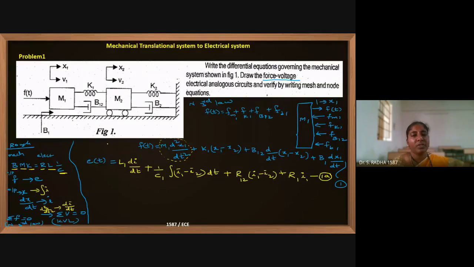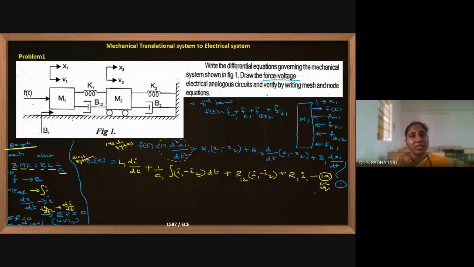Equation 1 is the mechanical system, and equation 1a is the electrical system. Whatever rough work I have written by the side, I am taking help of that. All the equivalent parameters I am just replacing. Equation 1a is nothing but the KVL equation.